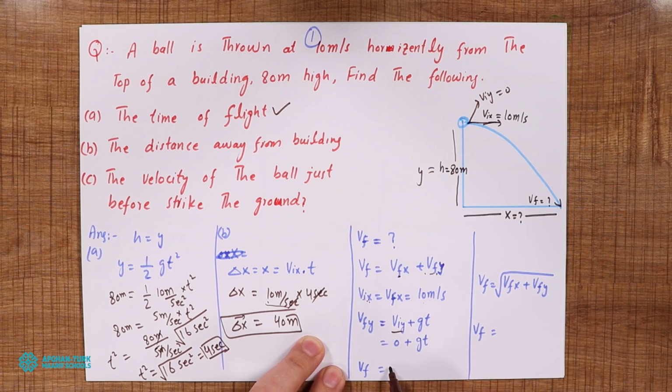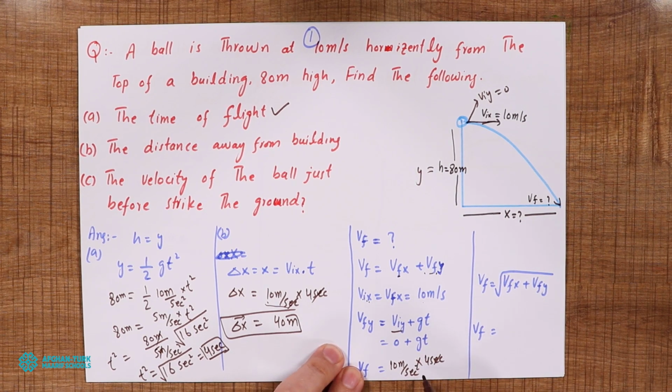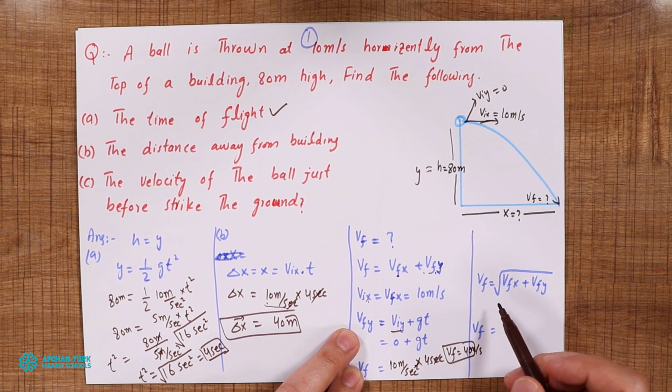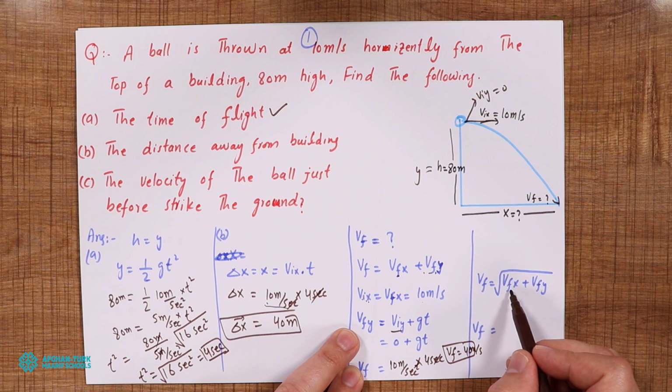So g value is 10 meter per second squared, multiplied by time, which is 4 seconds. If we multiply these, the second squared cancels with the square, so here Vf is equal to 40 meter per second.